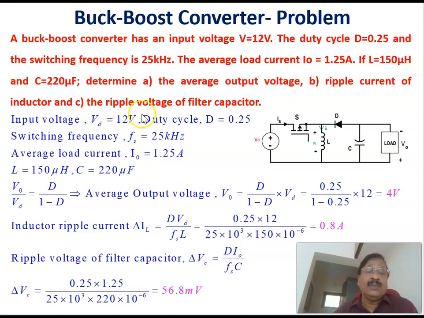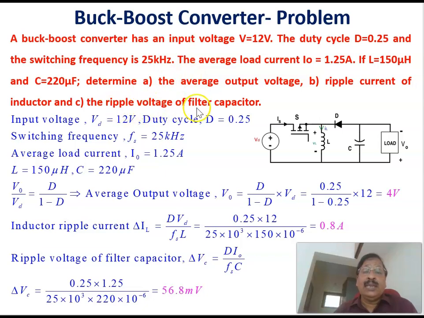Second, ripple current of the inductor. Already we have seen the equation: Delta IL is equal to D Vd divided by Fs into L. Duty cycle equal to 0.25, input voltage equal to 12, the switching frequency equal to 25 kilohertz, and the inductance value is given as 150 microhenry. Substituting that, we will be getting 0.8 amperes. Therefore, the ripple current through the inductor is 0.8 amperes.